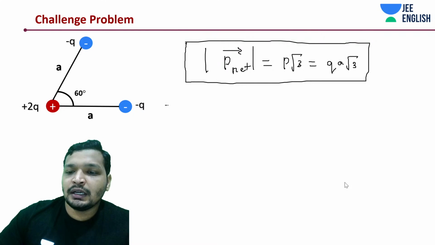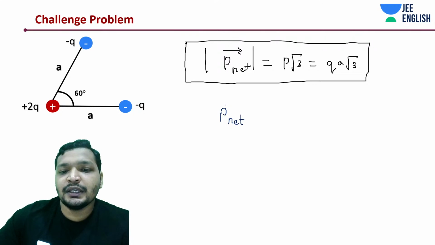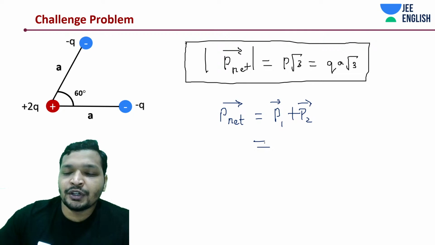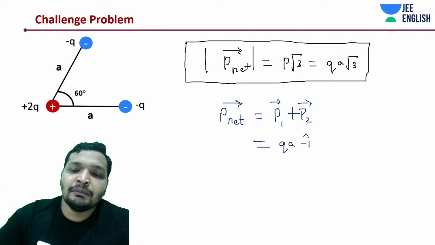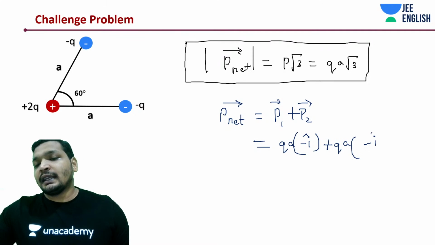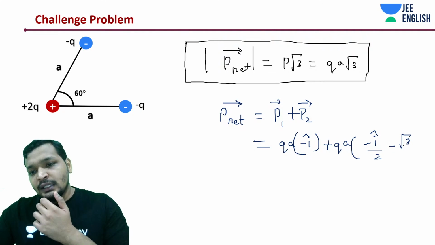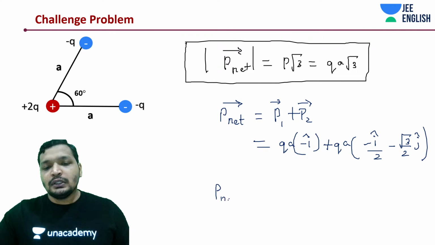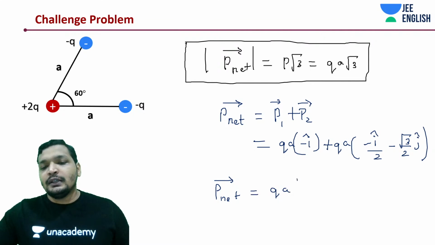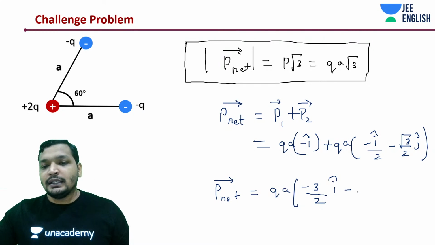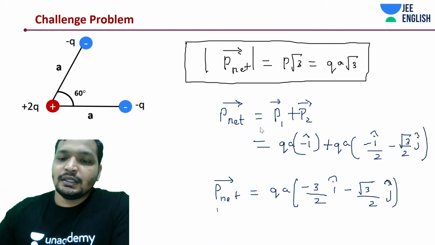Next comes our direction part. We are more worried about this. This is p net. How much is this? Basically p1. So we add the vectors. What do you get over here? It's something like qa into minus i cap, plus qa into minus i cap by 2, minus root 3 by 2 j cap. End of the story. p net is equal to qa into minus 3 by 2 i cap minus root 3 by 2 j cap. That is it, students. This is the net dipole moment.